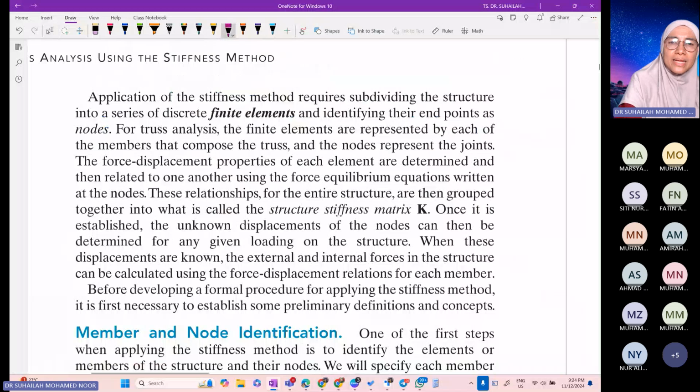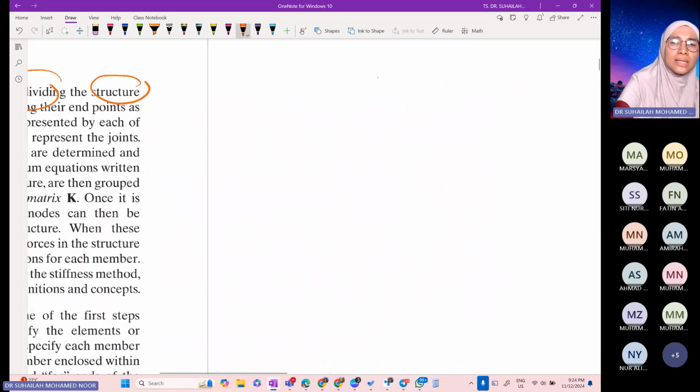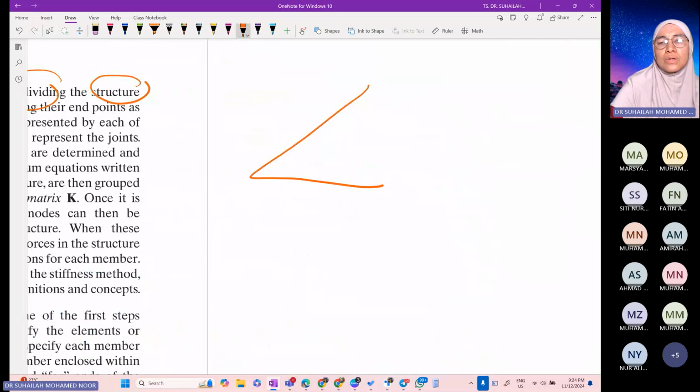Okay, yang saya highlight tadi. Tengok pada keyword ya. The keyword is subdividing the structure into element. Maksud dia kalau kita ada one truss macam ni. Okay, truss ada pin dekat sini, pin dekat sini. Ada dua pin. So sini ada A, B, C for example.